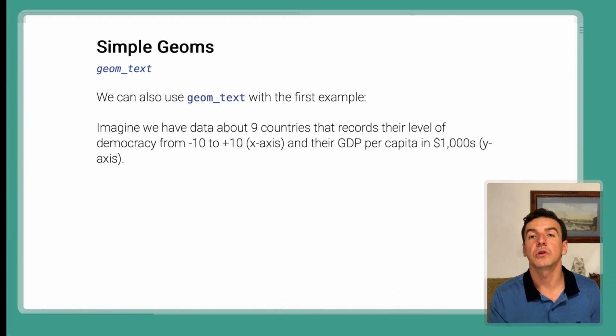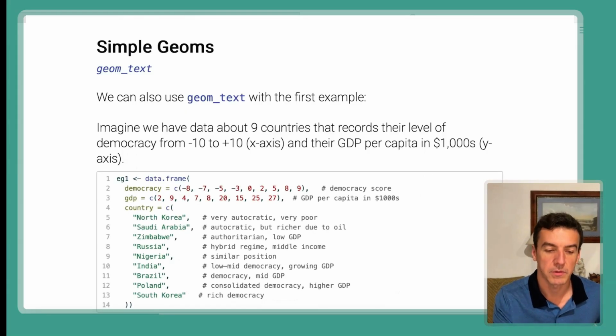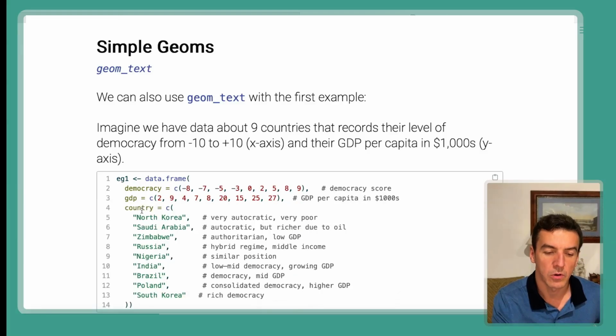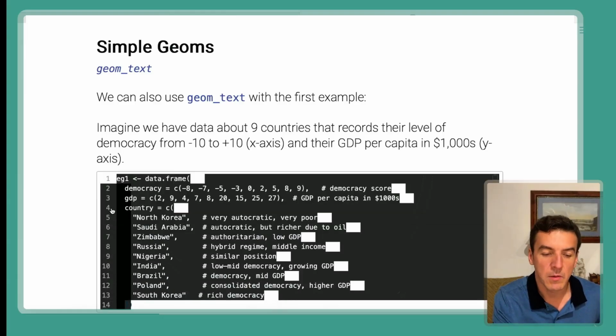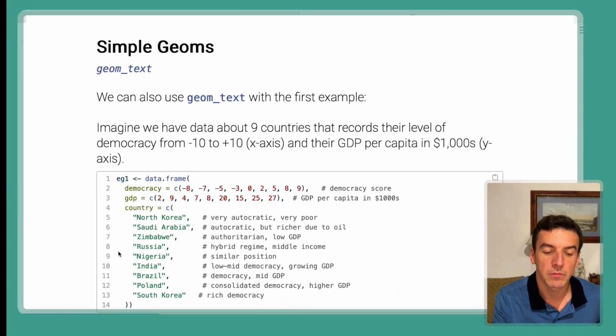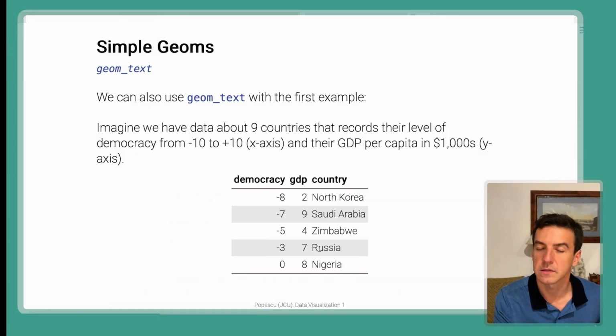We can also use geom_text in the point example. Remember that we had this example in which we had 9 countries that have both the level of democracy and GDP per capita. So notice now that I added a new column called country, right? So we have countries like Korea, Saudi Arabia, Zimbabwe. So I'm using exactly the same data that we had before. Now I'm just adding labels to these countries. So our data would look something like this, right?